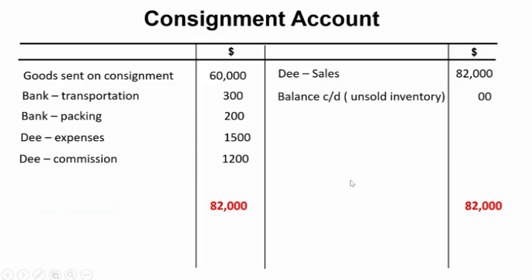Let us see the difference. The difference is 18,800. This is consignment profit. So this is how the consignment account is prepared.